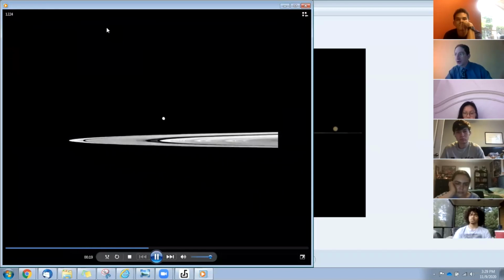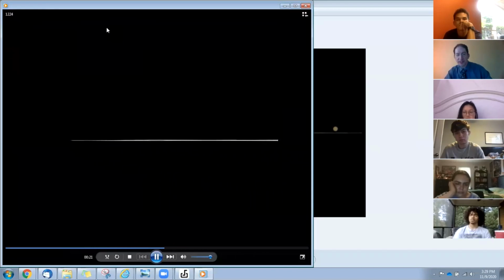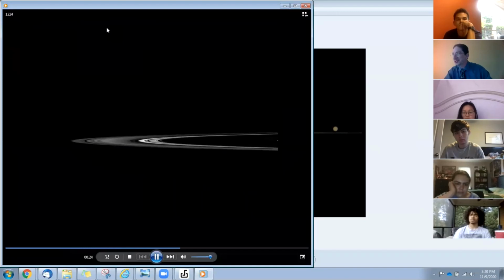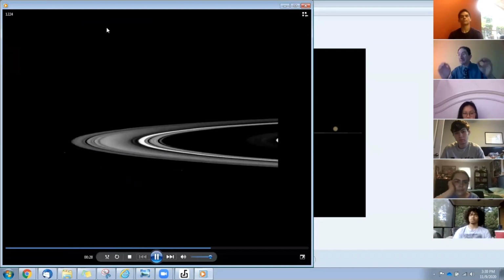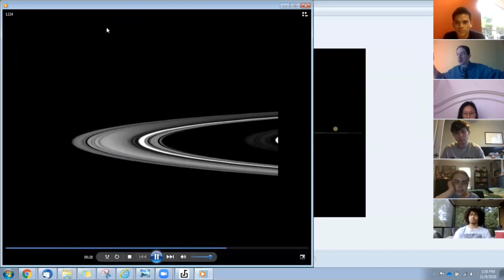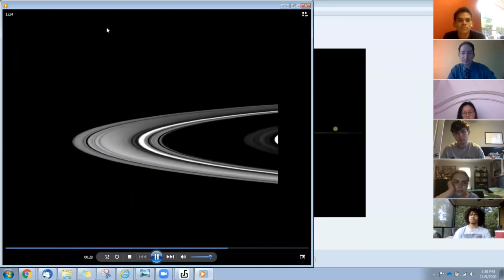These rings are hundreds of thousands of kilometers across, but super thin, as you just saw. They're only tens of meters, not tens of kilometers, tens of meters. Again, the size of the auditorium we would have been in, thick.